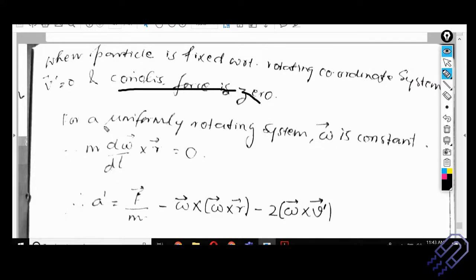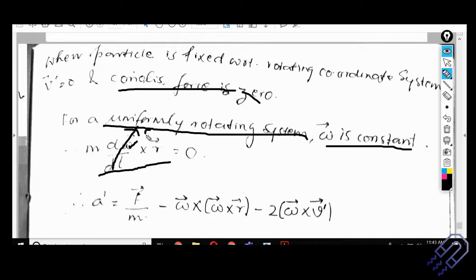Another point is, for a uniformly rotating system, omega is constant. The angular velocity will be constant in a uniformly rotating system, so this component can also become zero. We've got one more for acceleration, right? d omega bar by dt cross r bar. If this part is constant, d omega by dt will become zero, so this entire part will be zero.